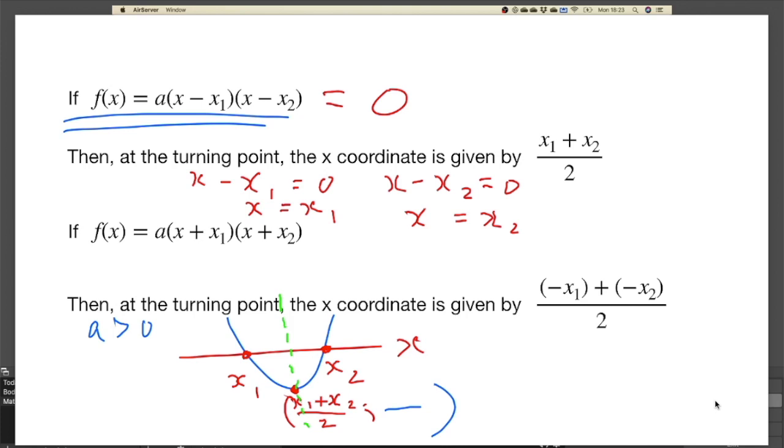The same thing happens if the graph is concave downward. In other words, if a is negative and you are given that the graph crosses the x-axis at x1 and at x2, you can use those 2 points, x1 and x2, and work out the turning point. x1 plus x2 divided by 2 will give you the x-coordinate of the turning point. And that will also give you the same thing as the axis of symmetry.